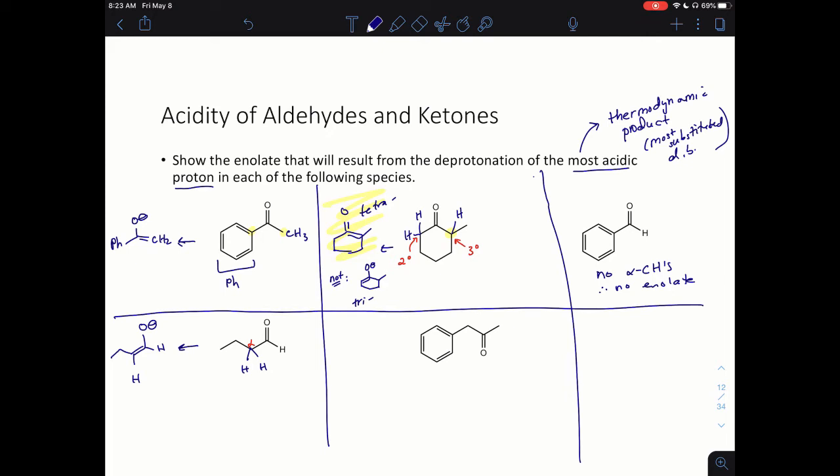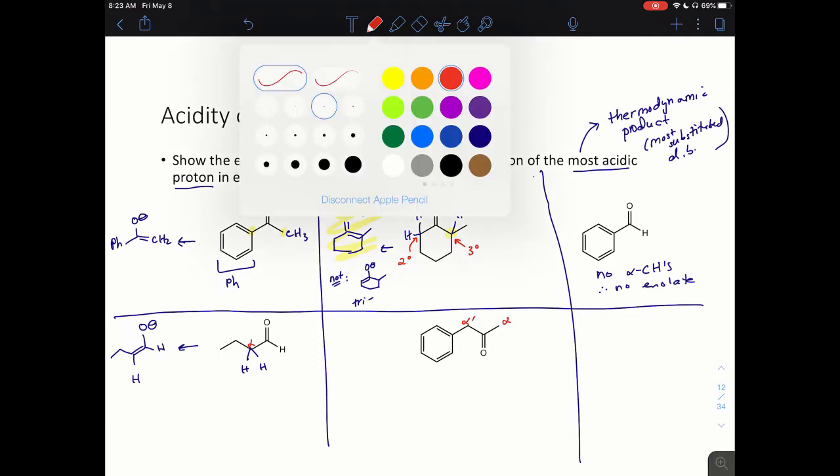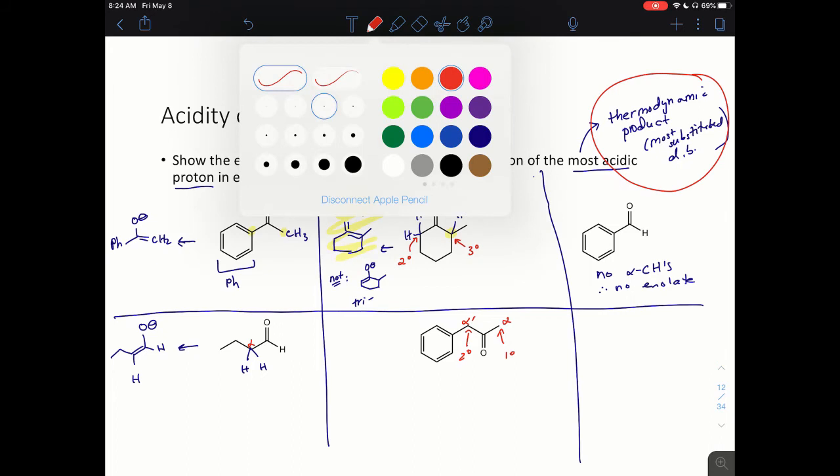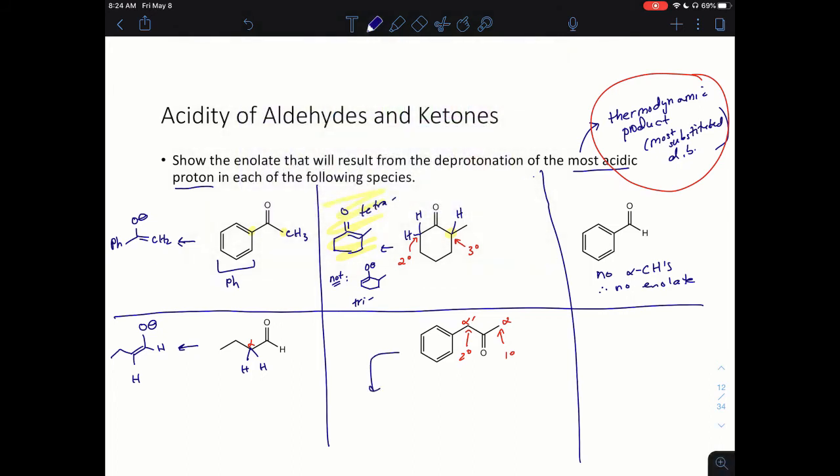Excellent. Last one. So for the last example, we still have two different alpha carbons. One of them is secondary, one of them is primary. We have said that for this question, I'm looking for the most stable enolate, the most stable double bond isomer. And that would be this one from deprotonation at the secondary alpha carbon. So this one is going to be more substituted than deprotonating at the primary carbon.